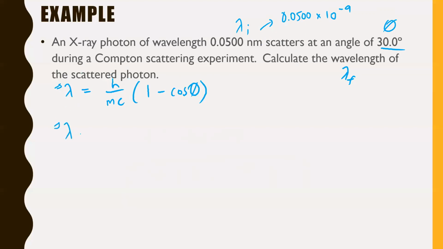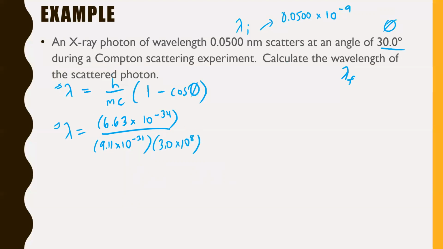Anyway, delta lambda is equal to h. Now remember, h has two different values. There's one in electron volts and there's one with joules. Generally speaking, I think it would be a better idea to use the one with joules because we have nothing else that refers to electron volts here. So I'm going to use the one that's in joules. It's 6.63 times 10 to the negative 34 over mass. Well, that's the mass of an electron, so 9.11 times 10 to the negative 31 times c, which is 3.0 times 10 to the 8.